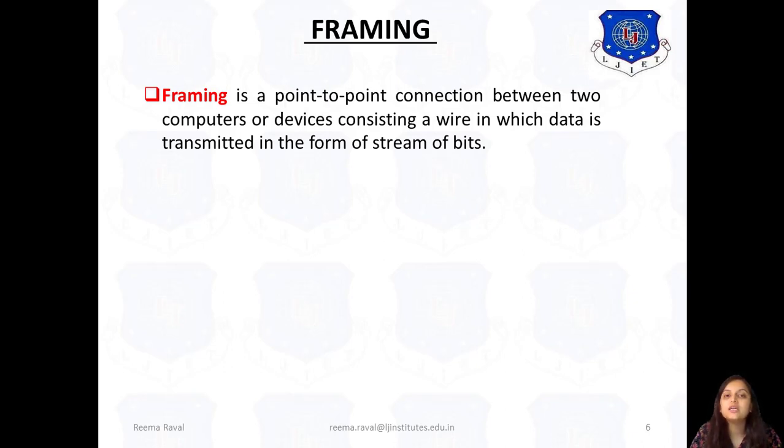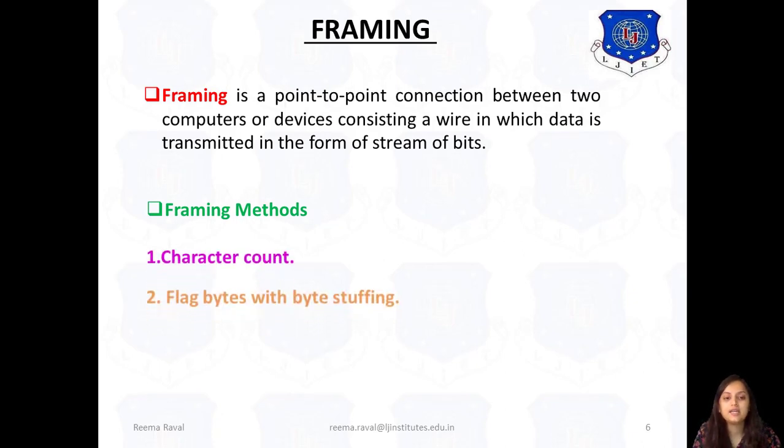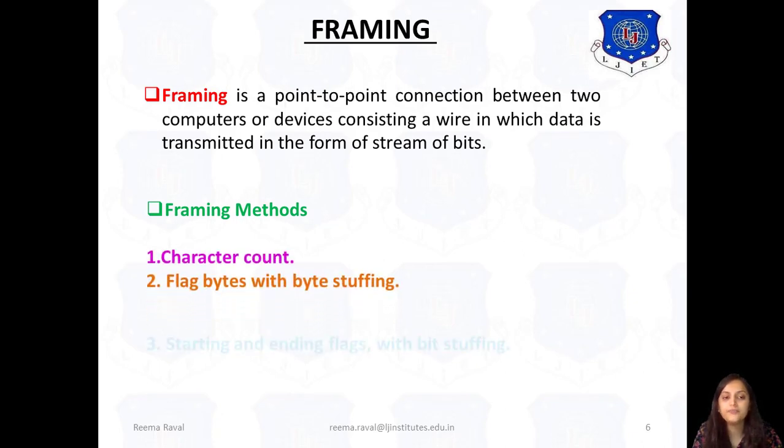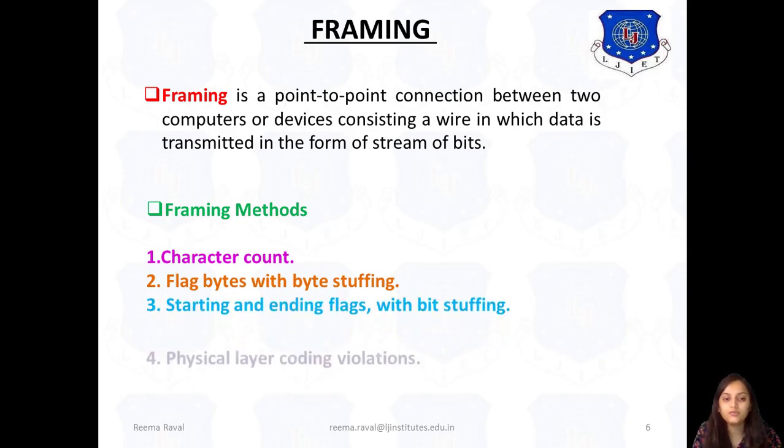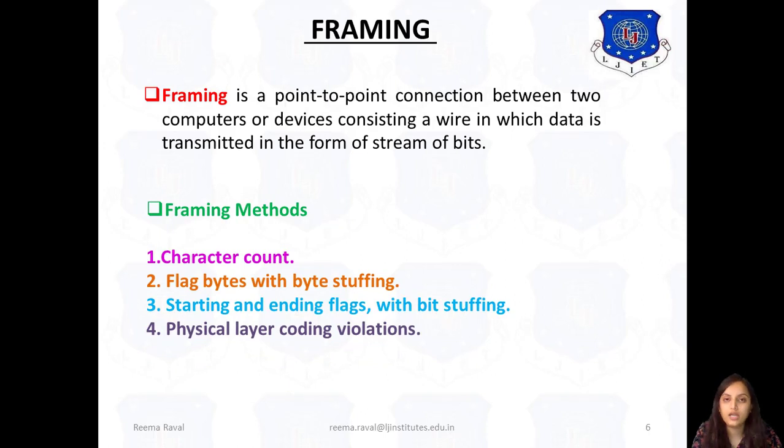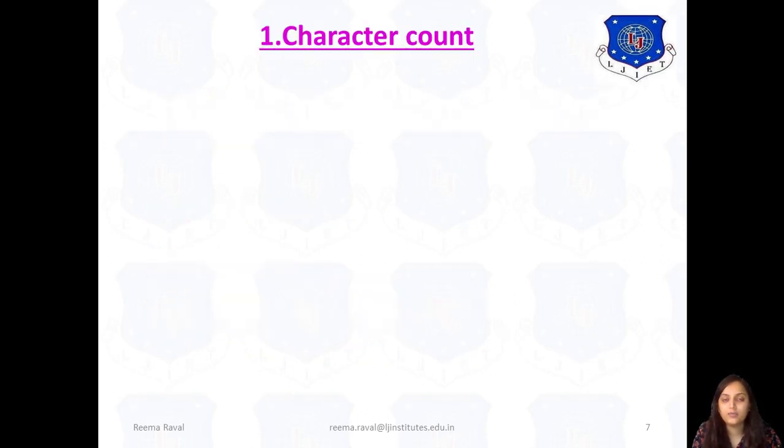Okay. There are basically four methods of framing. Let us see each of them in detail. First of all, let us list them. The framing methods are: first, character count method; second, flag bytes with byte stuffing; third, starting and ending flags with bit stuffing; and the fourth one, physical layer coding violations. Okay, let us start with the first one, that is the character count method.